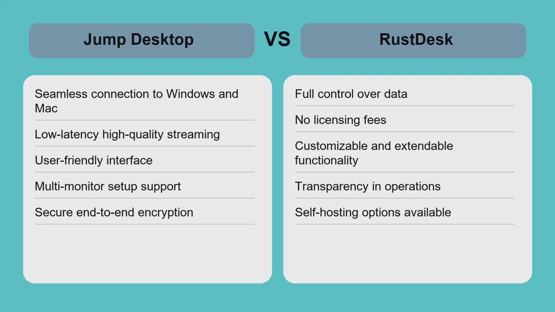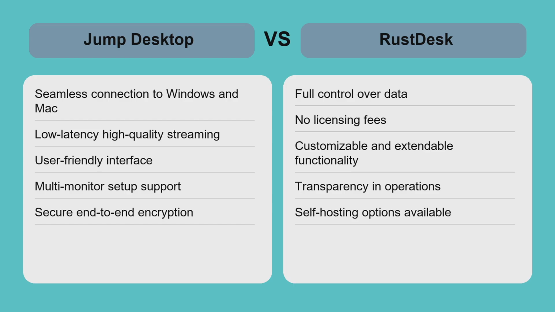Jump Desktop and RustDesk serve different needs despite both enabling remote access. Jump Desktop excels in ease of use, performance, and polished features, making it perfect for professionals needing reliable connections with minimal setup. For example, a remote worker accessing office computers daily will benefit from its smooth experience and multi-monitor support.